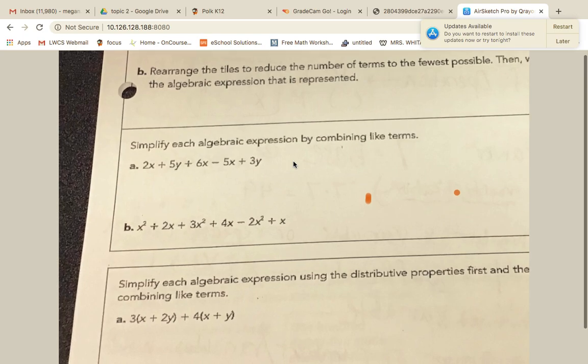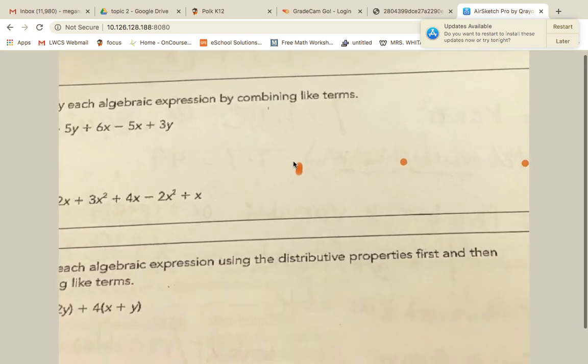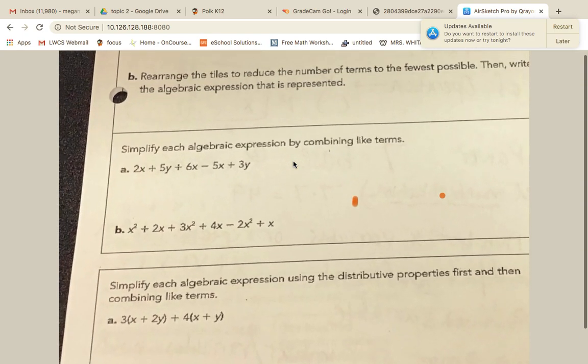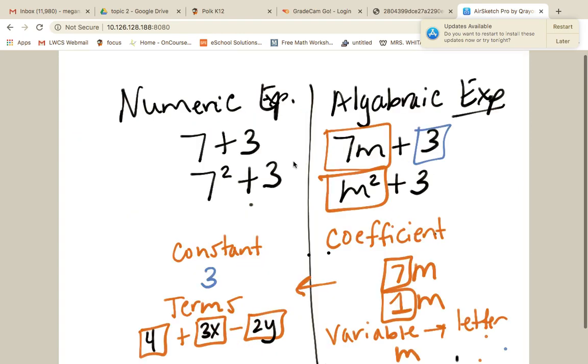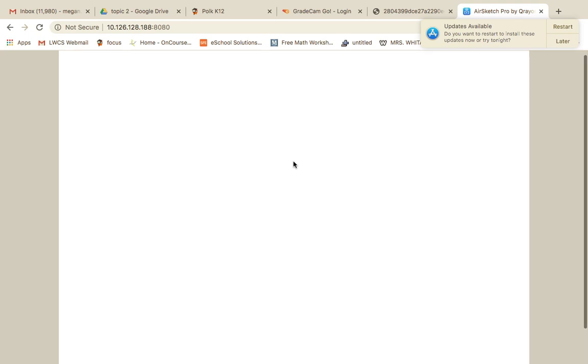Last part, simplify each algebraic expression using distributive property first and then combining your like terms. So you can do distributive property here, you can do it here, and then combine all your like terms. Same thing with B. Again, I hope this helps. And again, I'll do a couple more things. I'll have to be quick because my battery is about to die.